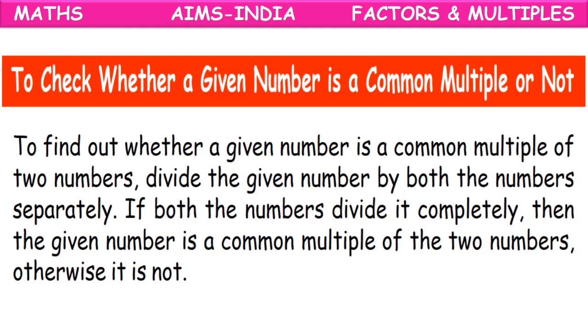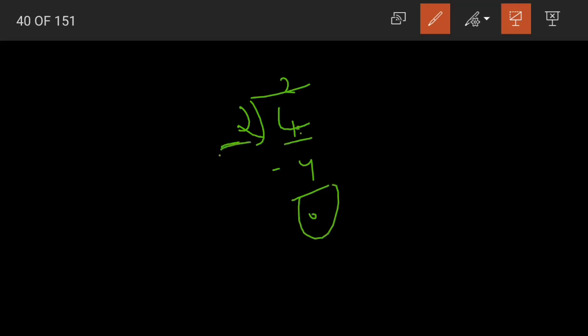Now, if we remember what we discussed about multiples, when we divide a multiple by the number, for example 4 is a multiple of 2, the remainder should be 0.